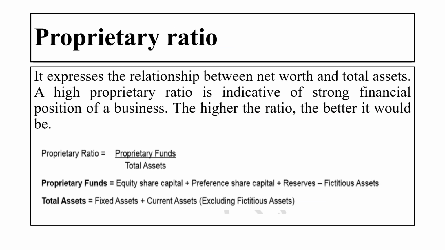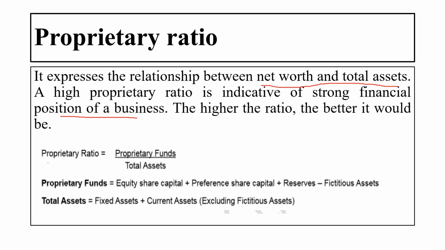Proprietary ratio. It expresses the relationship between the net worth and the total asset. What exactly is this ratio doing? This ratio is expressing the relationship between the net worth and the total asset, which we have to remember here. A high proprietary ratio is indicative of a strong financial position of the business. The higher the proprietary ratio, the stronger will be the position of the business. A higher ratio is better for the organization, better for the firm.